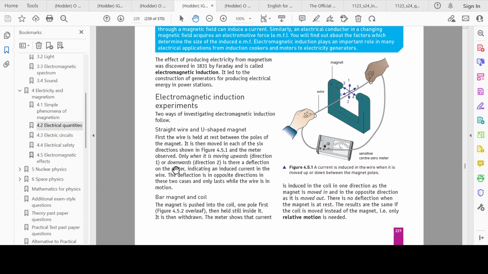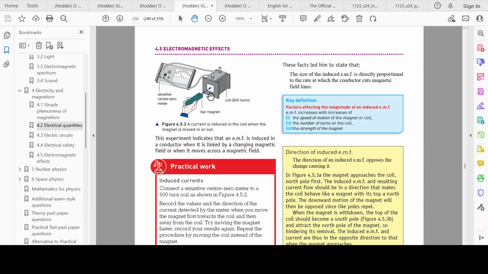Okay. So this is one experiment: a straight wire and a U-shaped magnet, or C-shaped, whatever you want to call this. The next is a bar magnet and a coil. So the illustrations are over here. This is a coil, it has 600 turns. And what they're doing is inserting the magnet, north pole first. And when they insert it in, right?